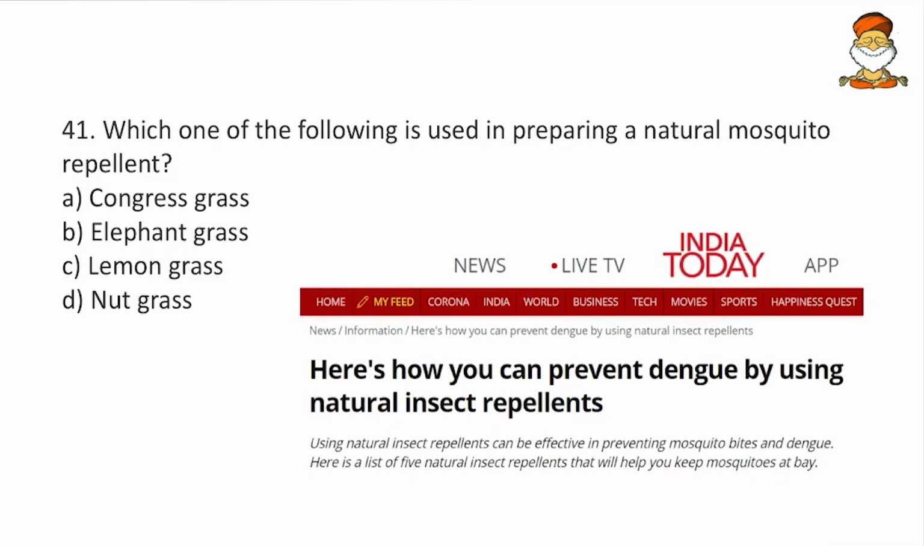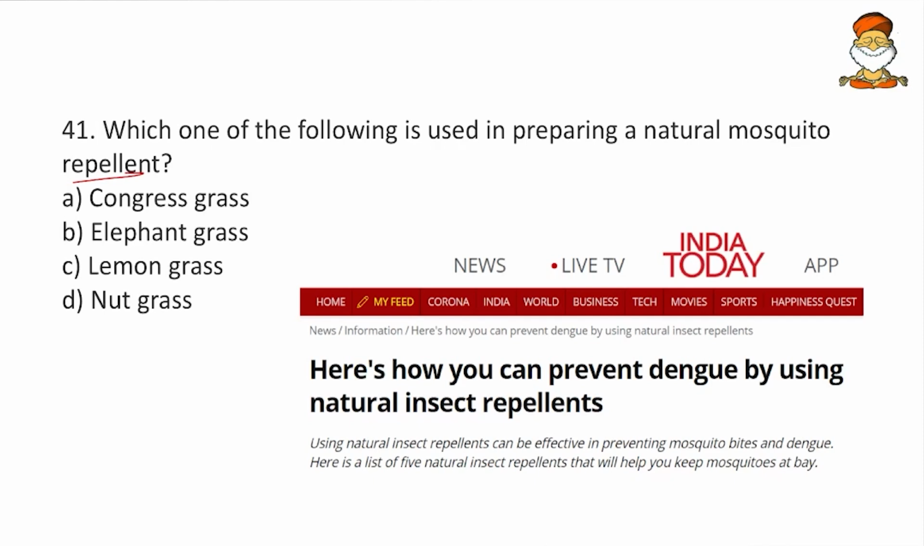So 41st one, which one of the following is used in preparing a natural mosquito repellent? So friends, we don't know this. We don't have this in the NCERT or any other books. So we will take our brain to our surroundings. How does a mosquito repellent work? It is like, say, for example, Odomos or Odonil. It is the stinking smell, that is the major characteristic. If someone is applying Odomos, the whole building will be spread by the stink of that.